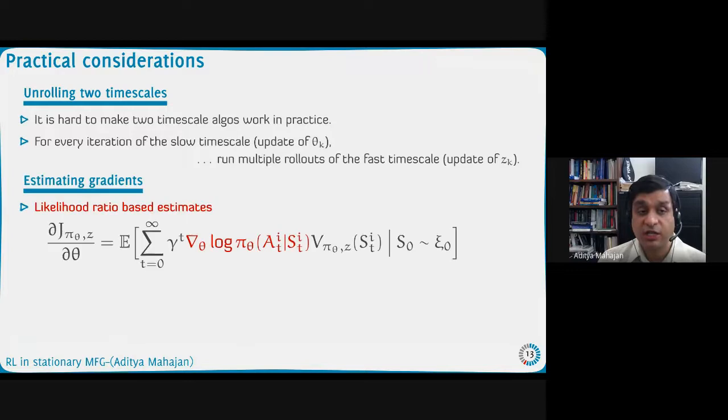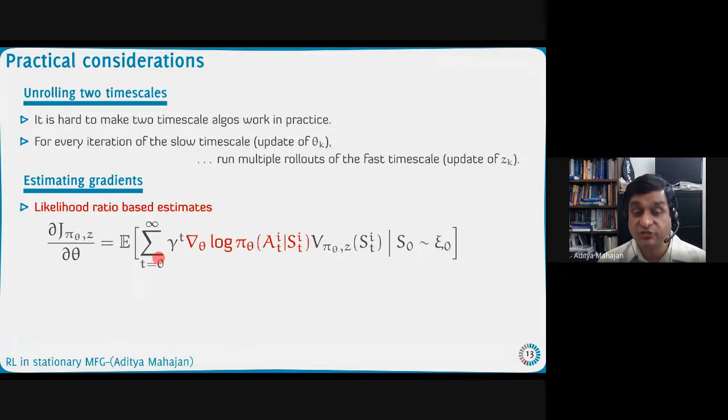So if we can do that to compute theta hat and choose the timescales of this algorithm, the only thing remaining is how to choose the gradients. And there are two ways that we can choose the gradients in the equilibrium setting. One is to use likelihood ratio-based estimates, or what are also known as score function-based estimates. One can show that the gradient of the performance with respect to the policy parameters is given by the following: the discounted return multiplied by the gradient of the log of the policy multiplied by the cost to go from that point onwards.